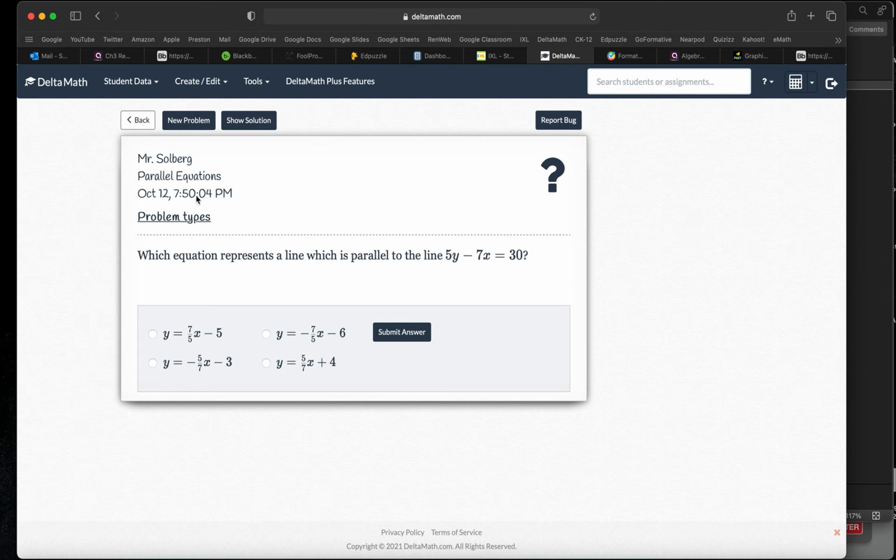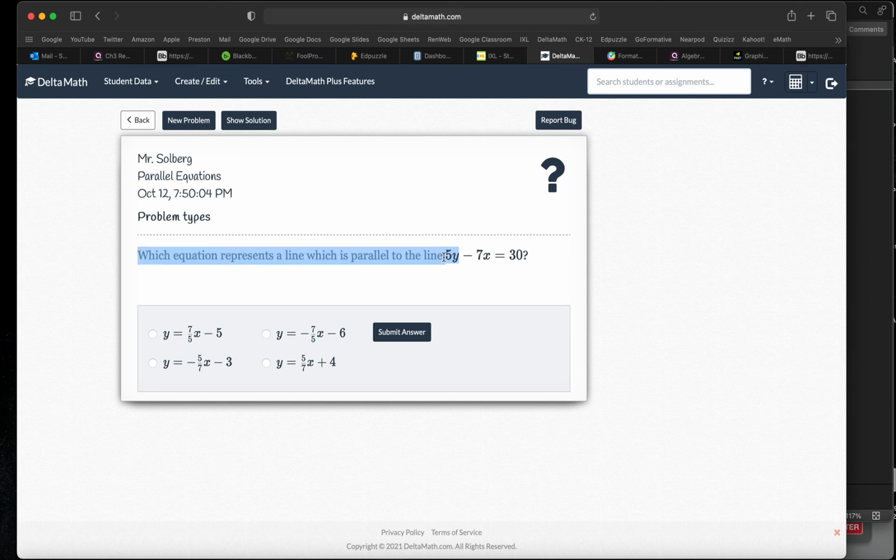Just to show you, some of the Delta Math topics deal with this. So which equation represents a line that's parallel? Right, so parallel, I know, is the same slope. But once again, a lot of these ones on Delta Math task quizzes won't be in slope intercept form, so we can rewrite it. This one's not too bad, because I know if I want to rewrite this, let me see, 5y minus 7x equals 30.